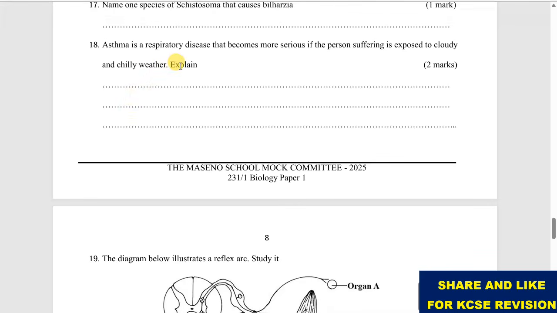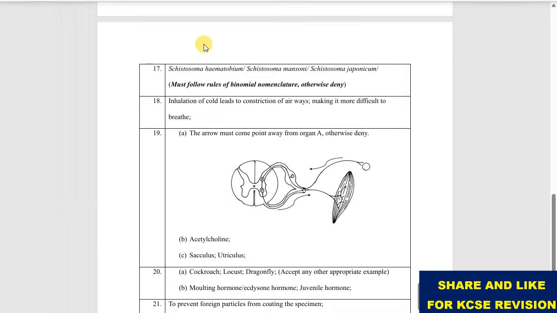Asthma is a respiratory disease that becomes more serious if the person suffering is exposed to cloudy and chilly weather. Explain. Inhaling cold air leads to constriction of airways, making it more difficult to breathe.